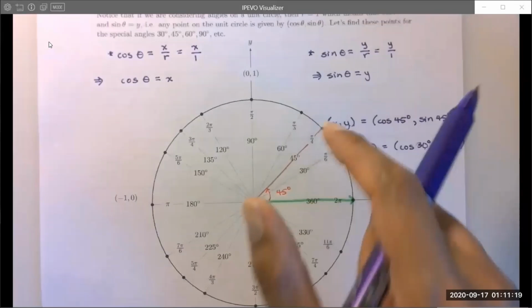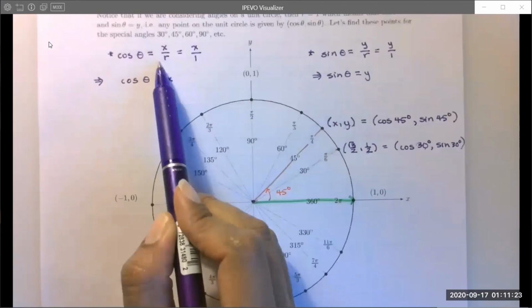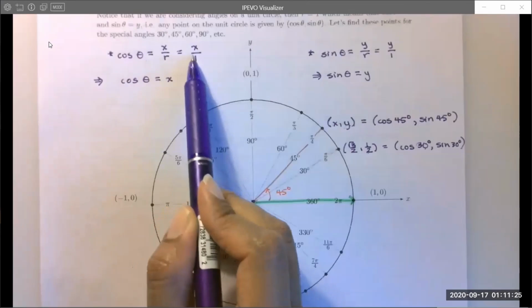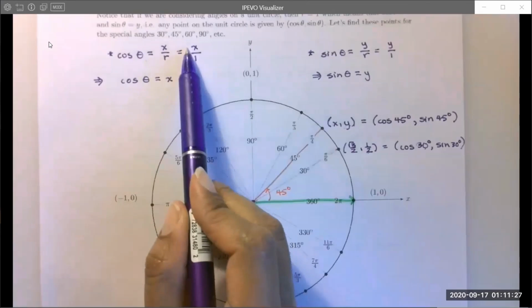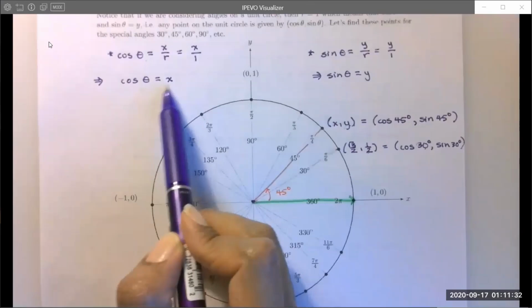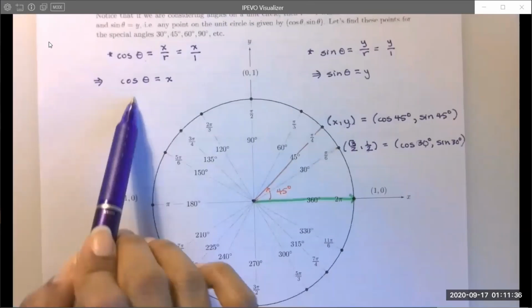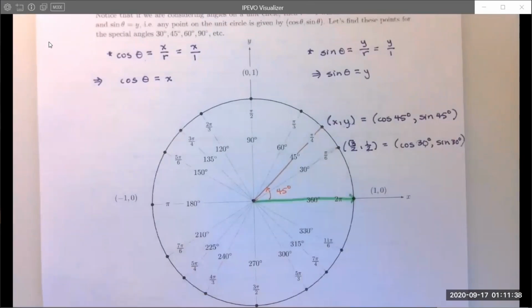So in the definition, cosine theta is x over r. R gets replaced by 1 so that we end up with x over 1, and then x over 1 is just x. And so that's how we get cosine equals x. So the terminal side will always be 1? On the unit circle, yes. Got it. Thank you. No problem.